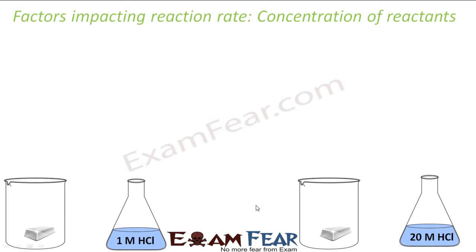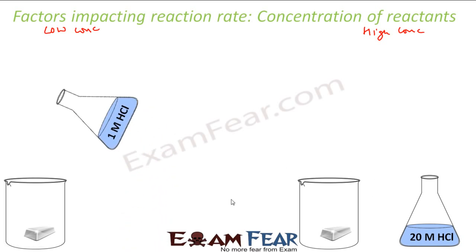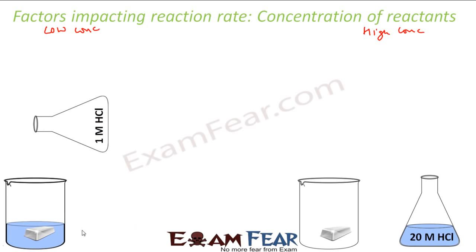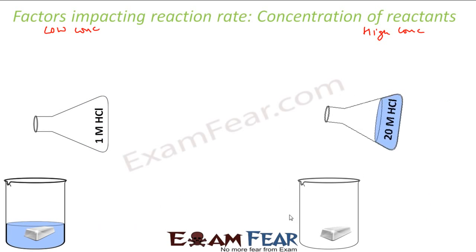A good example is, let's suppose we take zinc in both beakers, the same amount of zinc in the same form. We'll take 1 M HCl in this flask, and in this flask we'll take 10 M HCl. You see, this is my low concentration, this is high concentration, right? Now I'll put the 1 M HCl and 10 M HCl in these beakers and let's see what happens. The reaction starts in both.